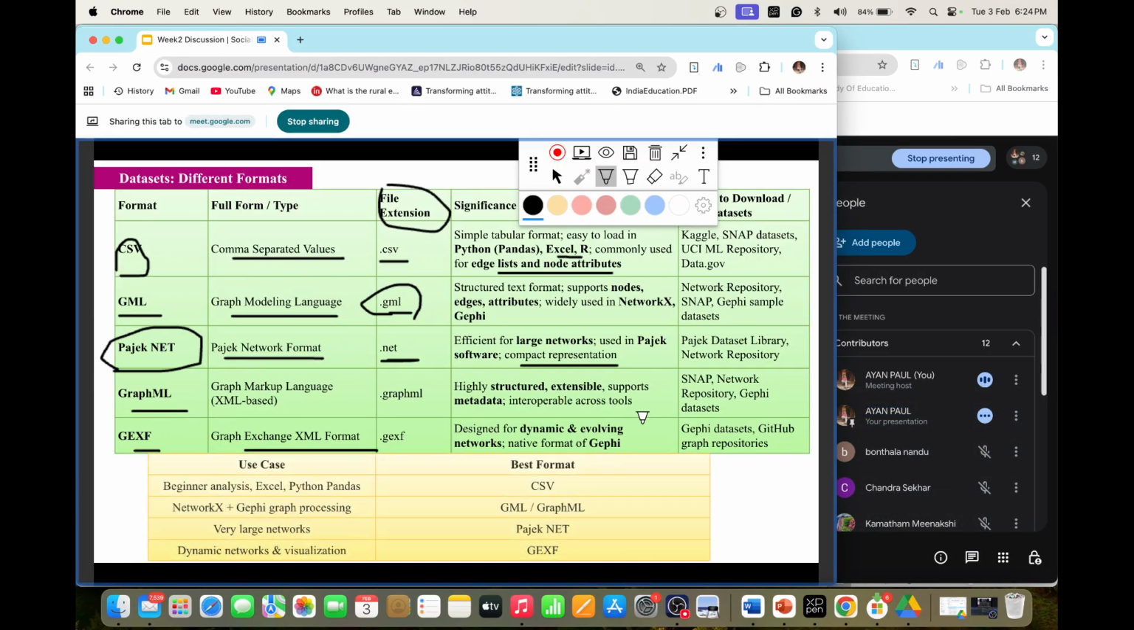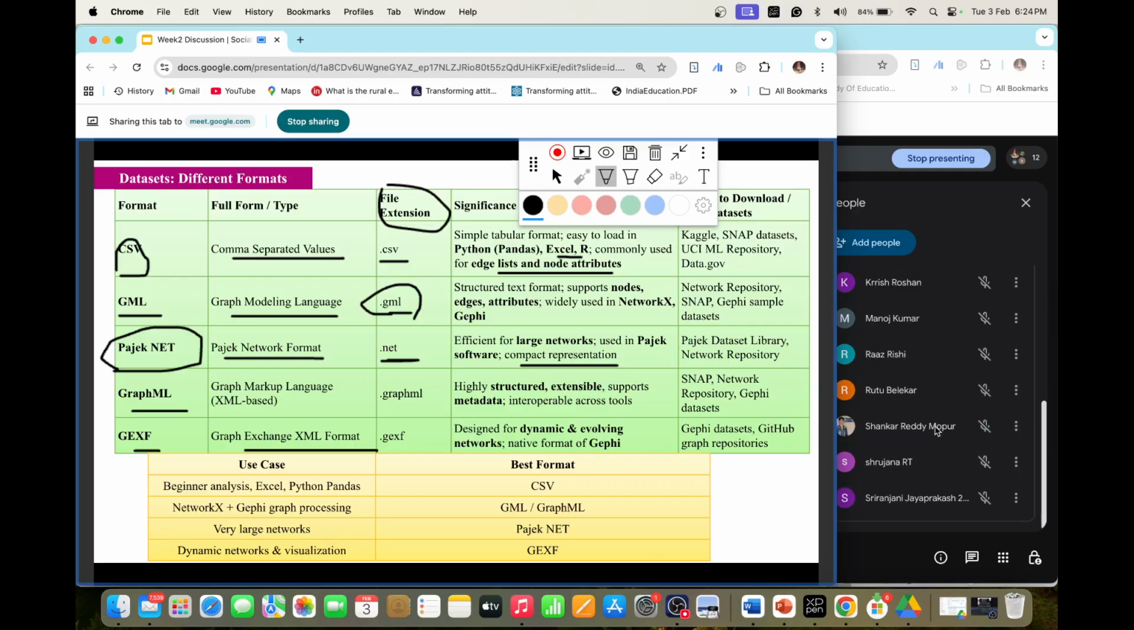Then, what are the use cases? What are the best formats? You can ask me that there are so many formats, so which format is the best? If you are a beginner analyst working with Excel or Python Pandas, where you can visualize the datasets, then you can use the CSV format.